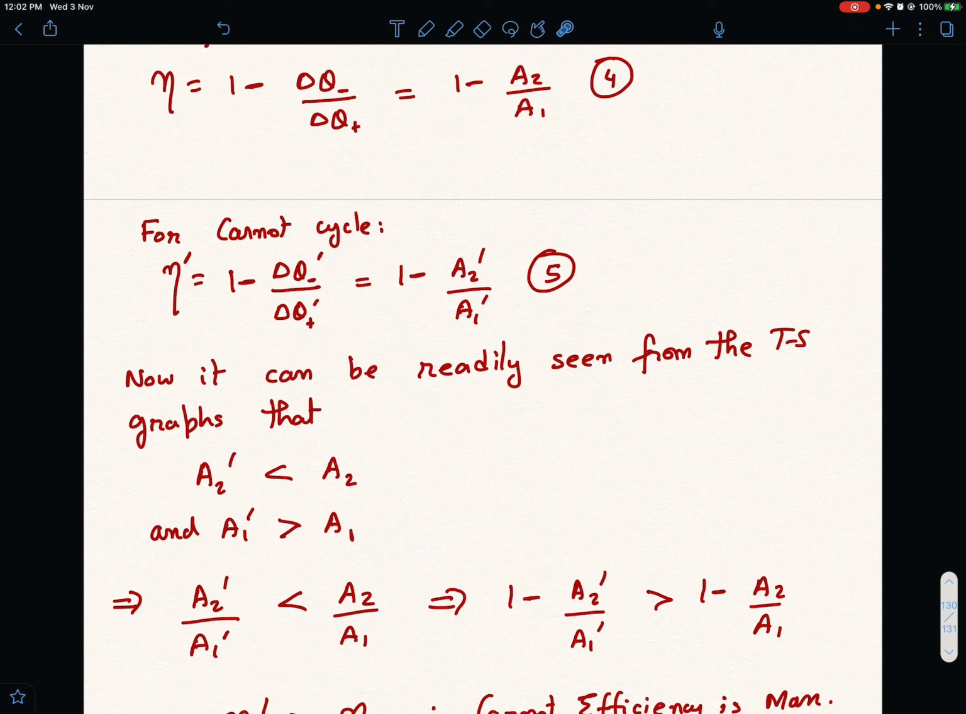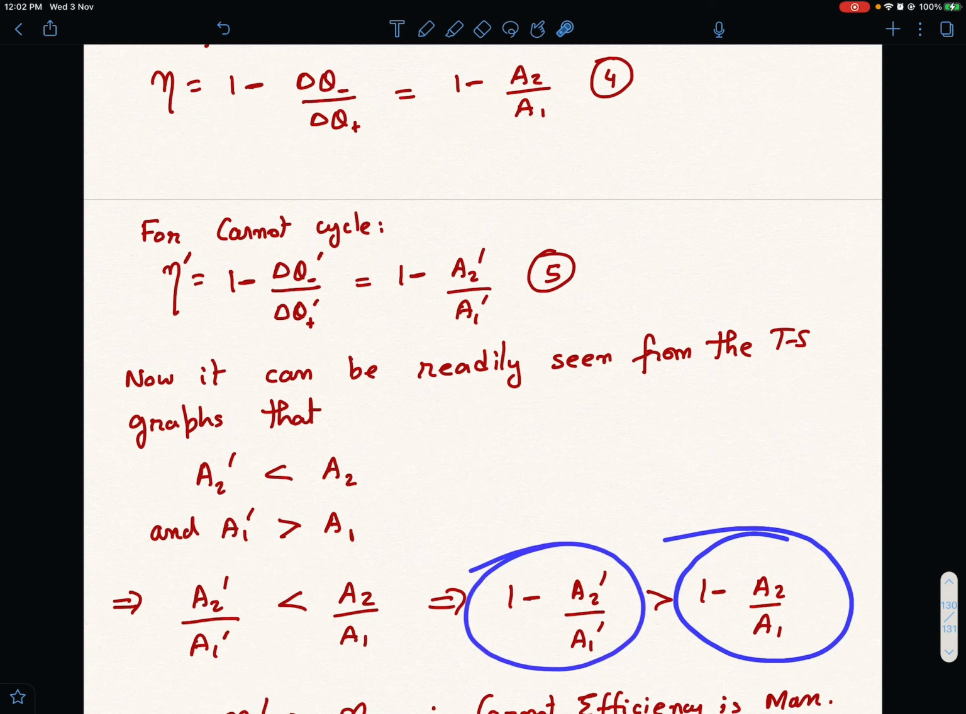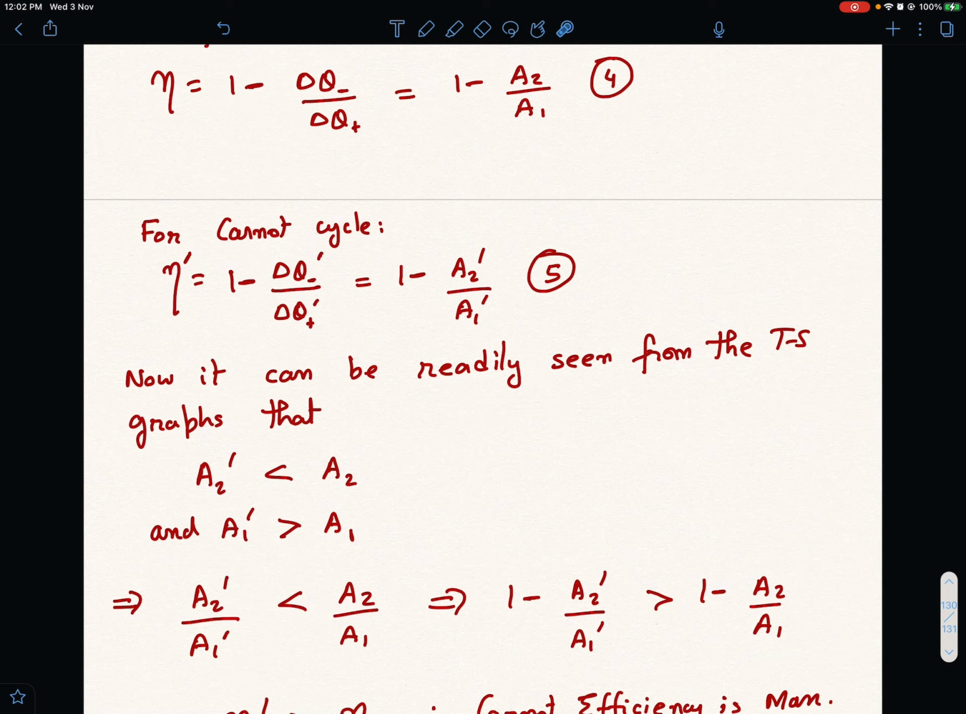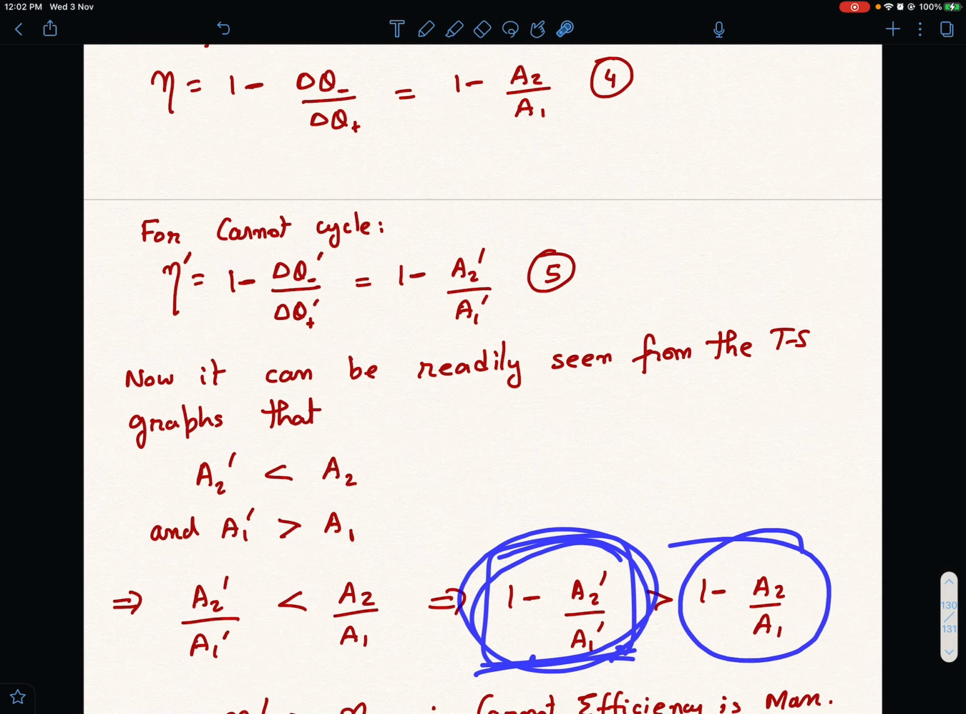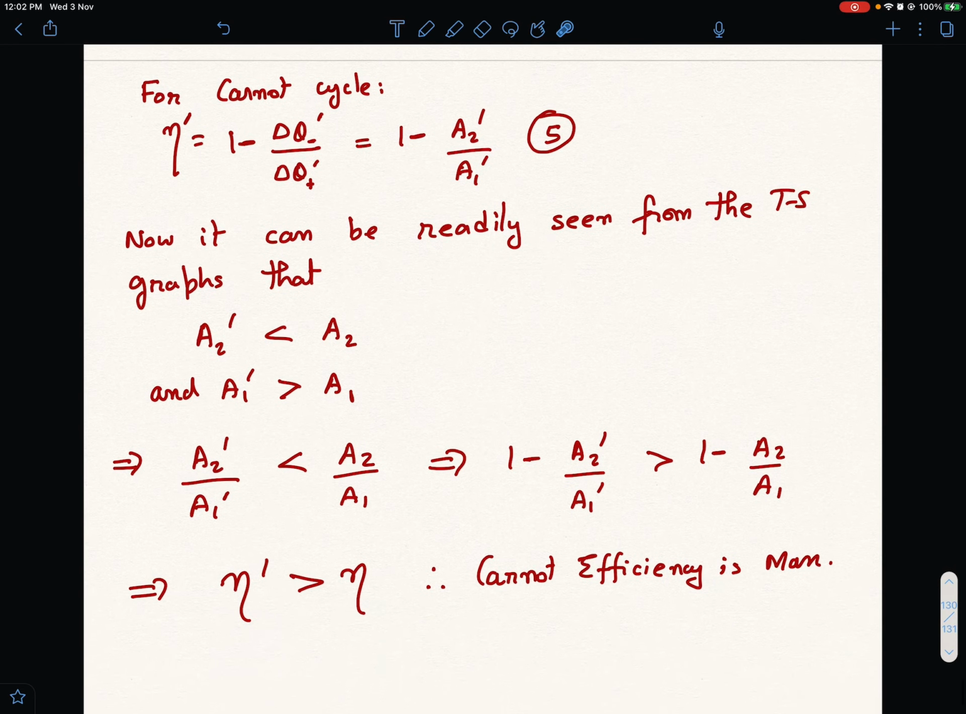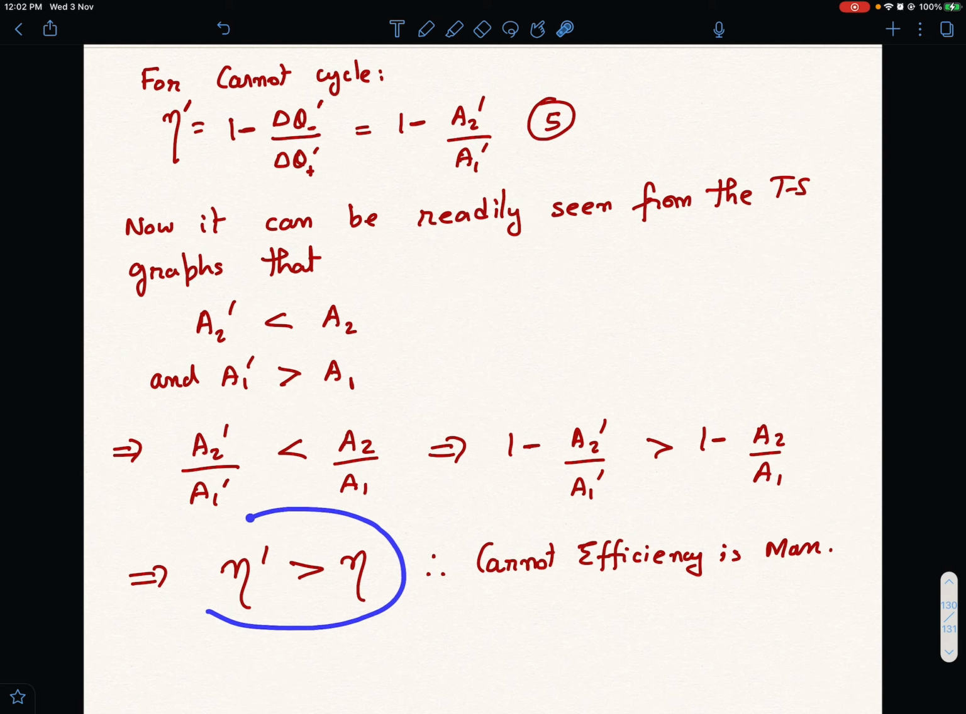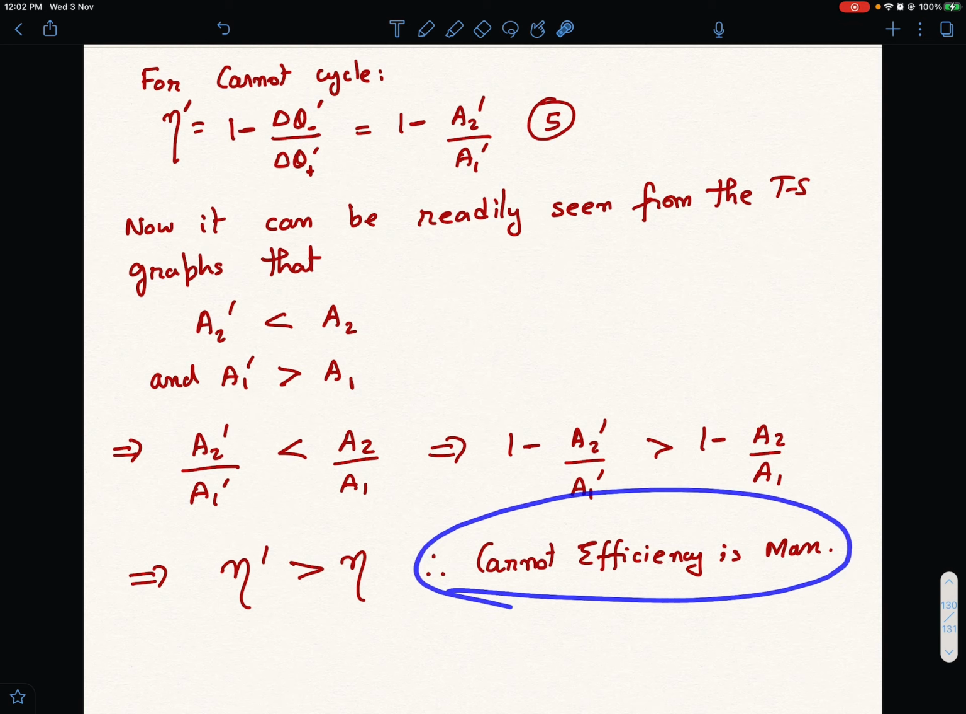And accordingly, if you subtract from 1, the inequality will change the sign. When you multiply any inequality by minus 1, it changes the sign, right? So multiply both sides by minus 1 and add a 1. So I can say that 1 minus A2 prime upon A1 prime is greater than 1 minus A2 by A1. Okay, and what is this? This is nothing but the efficiency of the primed cycle, that is the Carnot cycle, and this is the efficiency of the general cycle, okay? So we can see that eta prime, that is the Carnot efficiency, is greater than the efficiency of a general cycle, okay?